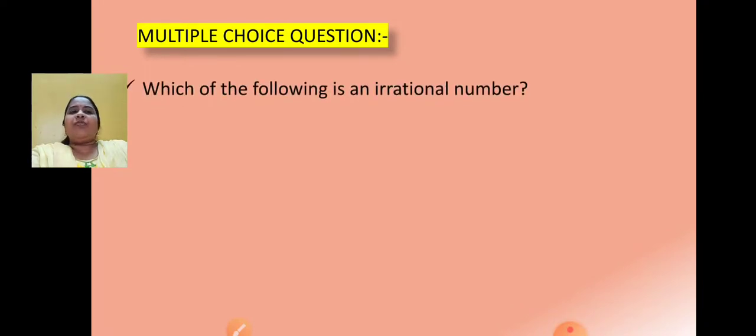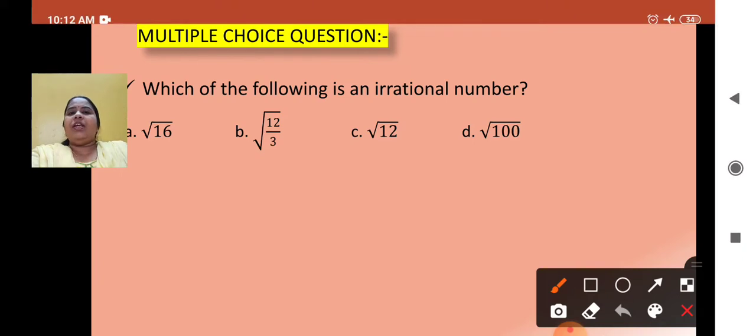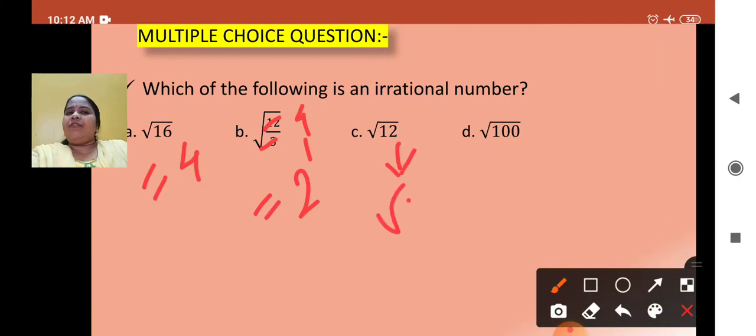After this, I have collected a few important multiple choice questions which can be asked from this chapter. Let's see that. Which of the following is an irrational number? The options are square root of 16, square root of 12 upon 3, square root of 12 and square root of 100. Now do not be in a hurry to judge. Just see, square root of 16 can be written as 4. Square root of 12 upon 3 is root of 4, which is nothing but 2. Square root of 12 is a non-perfect square, so leave it as it is.